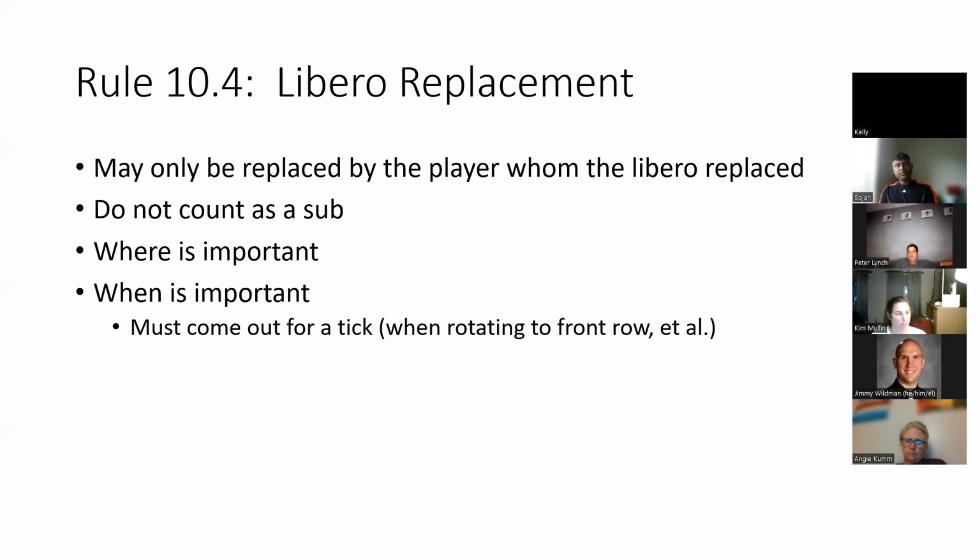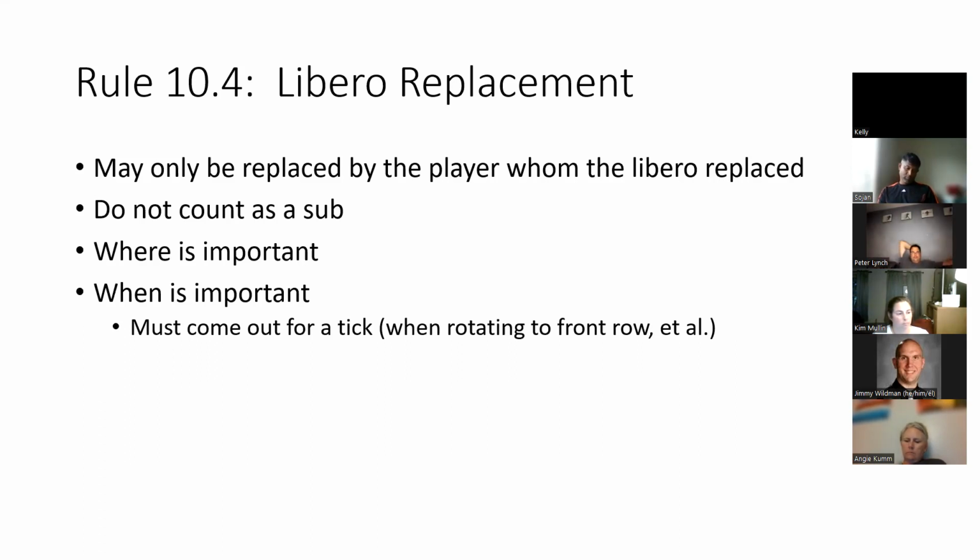So on the libero replacement, going into Rule 10, which will be coming up on Thursday, but I wanted to kind of put all the libero stuff in one spot. The libero can go in for every single player. They just have to come out in between every replacement. So if they go in for number one and you want them to be in for the next player, then number one has to come back in. They have to sit for a play, and then they can come back for the next player.